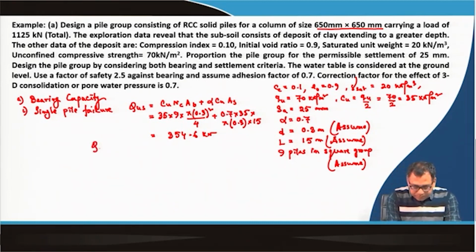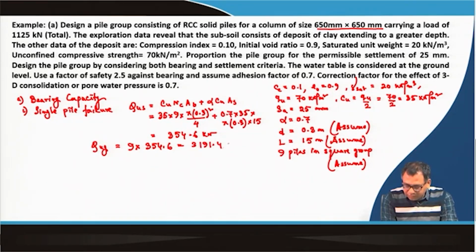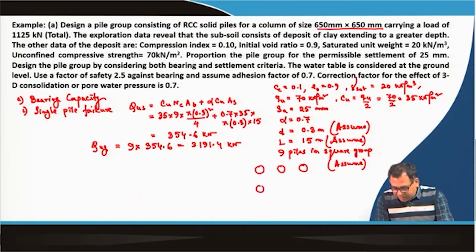So the group load carrying capacity based on the single pile failure will be 9 into 354.6, that is 3191.4 kilonewton. That is for the single pile failure consideration, and then we have the 9 piles in a square group.